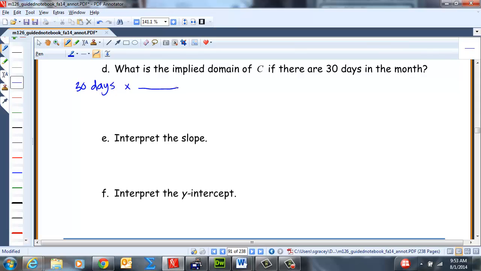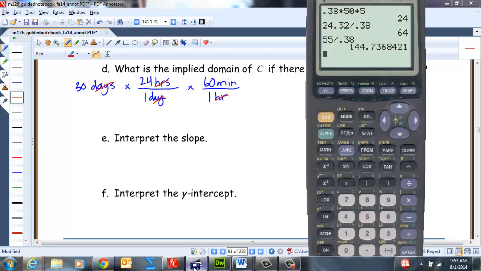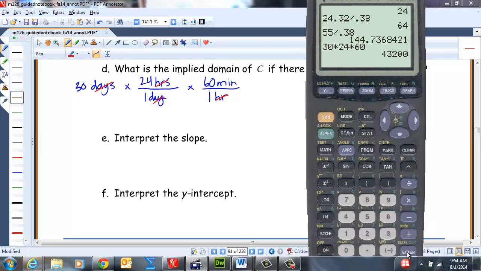So how many hours are in a day? 1 day has, good, 24 hours, but we need to get to minutes. So 1 hour has 60 minutes. So if you did it right, all the units will cancel except for minutes, and then you'll have it. So now we just need to do 30 times 24 times 60. So we'll do that, 30 times 24 times 60, enter. So 43,200.